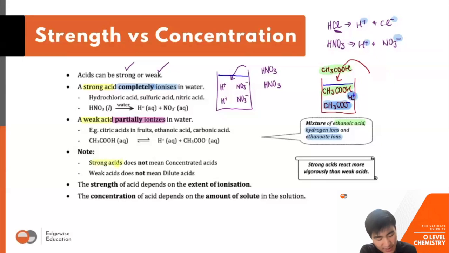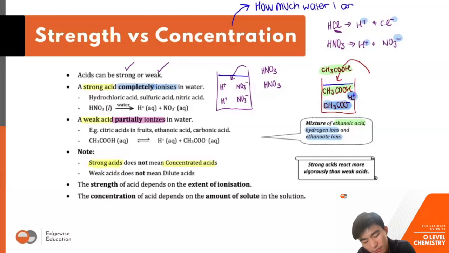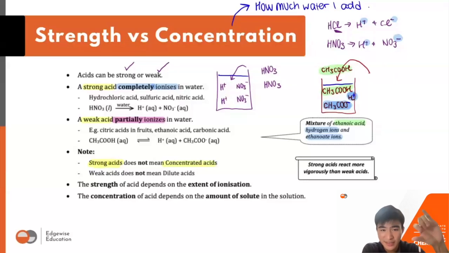Now, strong acid does not mean concentrated acid. Concentrated acid simply means how much water I add. If I add more water, it's more dilute, right? If I add less water, it's more concentrated. Like for example, when I make Milo at home, if I put Milo powder and 100 ml of water, it gives me very concentrated. But if I put the same amount of Milo powder and 200 ml of water, then it becomes very dilute, right? Same goes for the amount of water I add to the acid molecules.